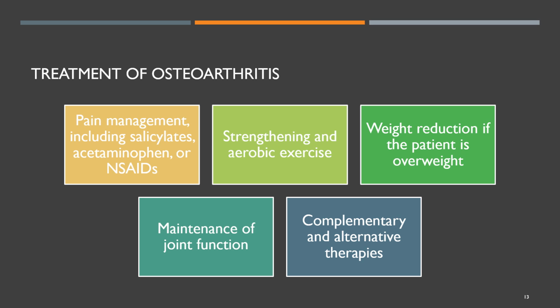What are some treatments for osteoarthritis? Well, pain management comes first. It could be aspirin, which is a salicylate. You know acetaminophen from your pharm class. NSAIDs, ibuprofen or naproxen. They do recommend strengthening and aerobic exercise, and weight reduction if you're overweight, to try to maintain joint function.